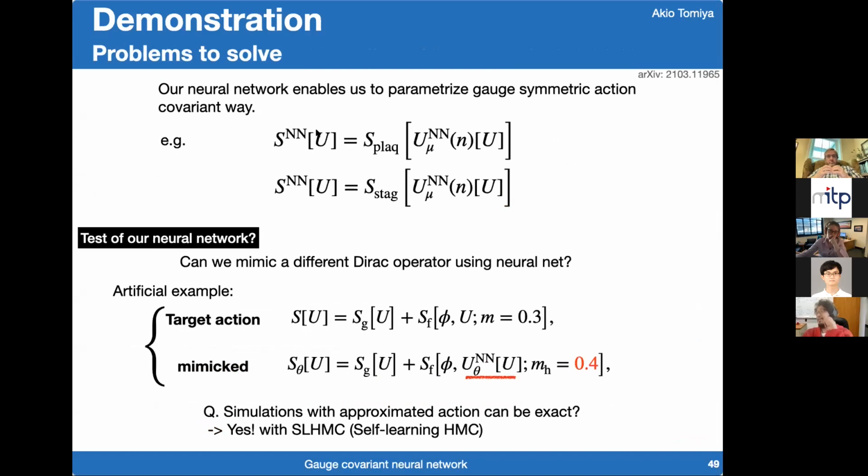So the problem to solve is: can we mimic a different Dirac operator using a neural net? Our artificial example is that we take the staggered Dirac operator with mass 0.3, and we want to mimic this Dirac operator by using the same Dirac operator with a neural network and a heavier mass. So we want to mimic this one.